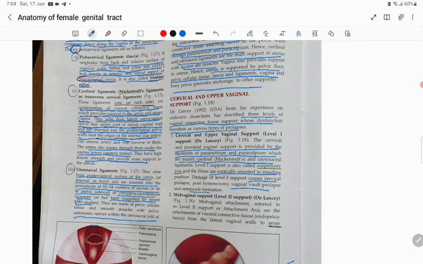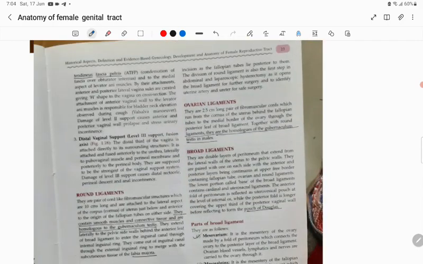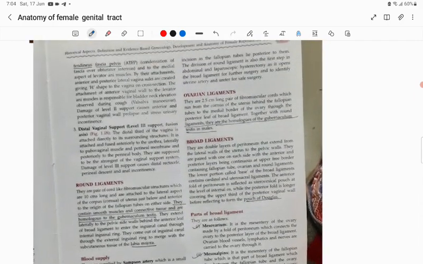The mid vaginal support, level 2, is the attachment axis. It refers to the attachment of the visceral connective tissue, the endopelvic fascia, from the lateral vaginal wall to the arcus tendineus fascia of the pelvis, which condenses to the medial aspect of the levator ani muscles, where the attachment creates anterior and posterior lateral vaginal sulci, giving an H shape to the vaginal cross section. The attachment of the anterior vaginal wall to the levator ani muscles is responsible for bladder neck elevation observed during the Valsalva maneuver. Damage to level 2 support leads to anterior and posterior vaginal prolapse and stress urinary incontinence.